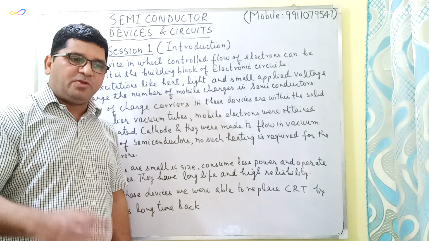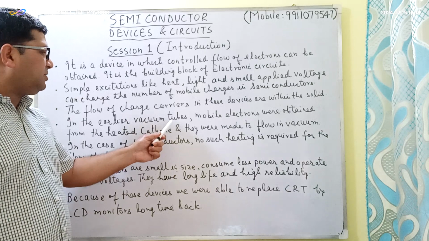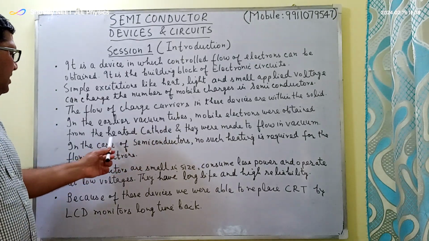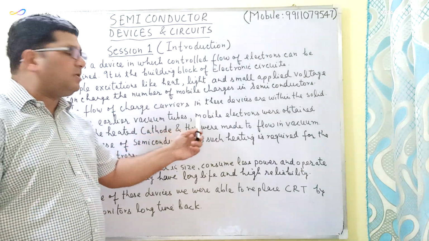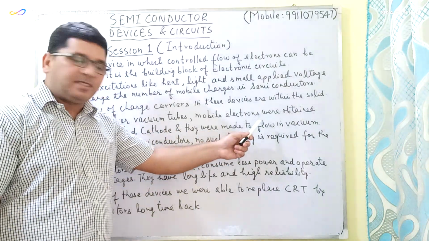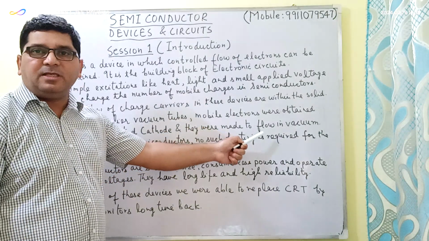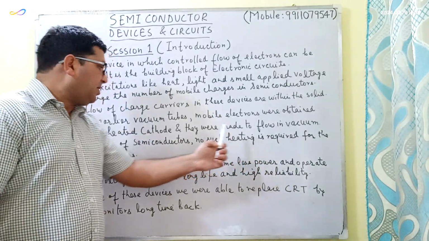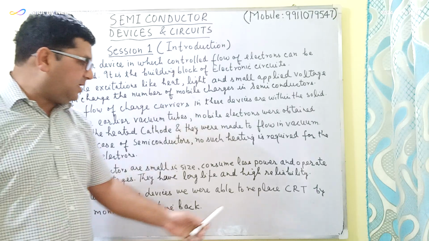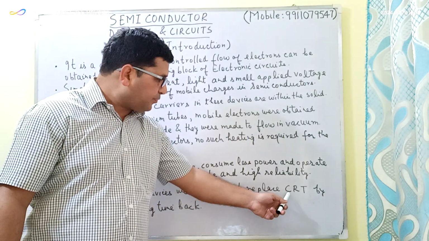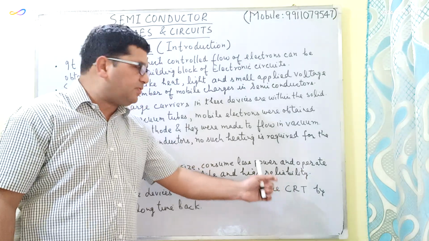Fourth important point, in the earlier times, in the 80s or 90s, we were using the vacuum tubes. Now, what is a vacuum tube? A vacuum tube is basically a heated cathode, and in these vacuum tubes, the mobile electrons were generated, and they were made to flow in an evacuated space or vacuum. Now, these vacuum tubes are known by the name CRT. CRT is the cathode ray tube.